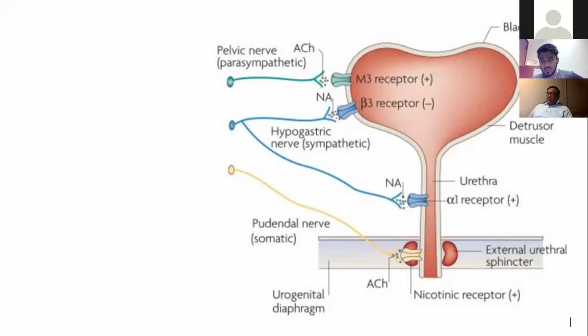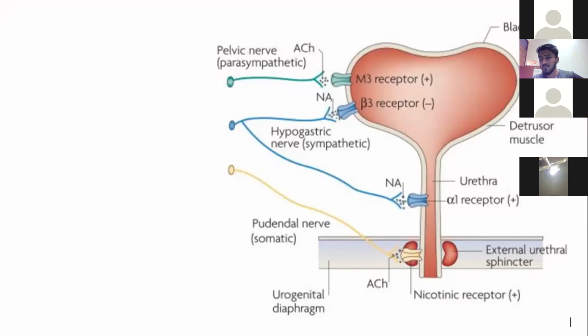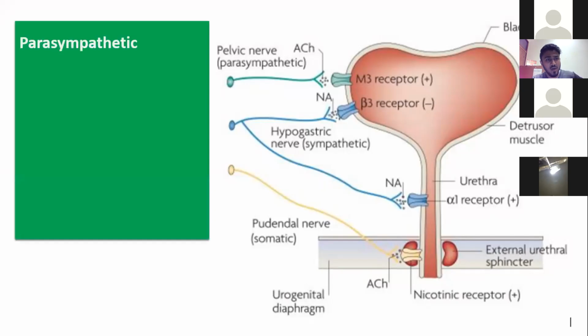Now, on this diagram, three peripheral nerve pathways are involved, namely the parasympathetic pathways, the sympathetic pathways, as well as the somatic or pudendal nerve pathway. All that we need to really remember here, because these are nitty-gritties that we do come across in MCQs once in a while, is that the parasympathetic pathways arise from the sacral spinal cord, S2 to S4. Absolutely need to know this.